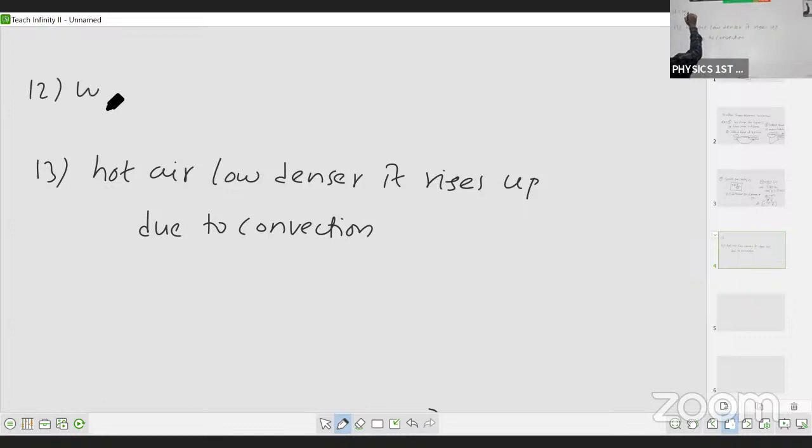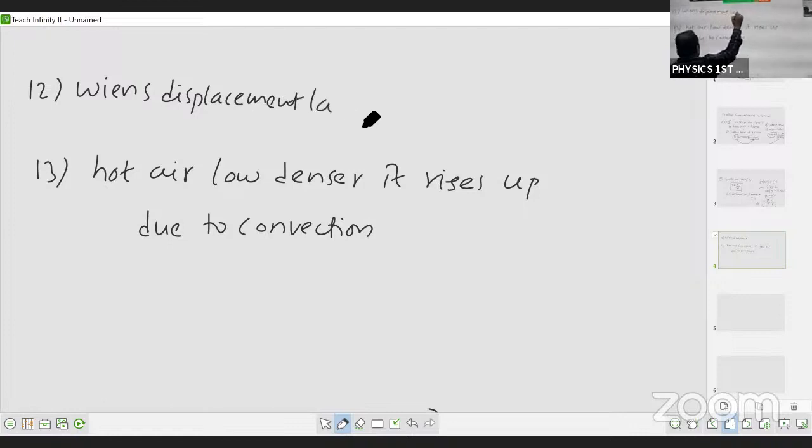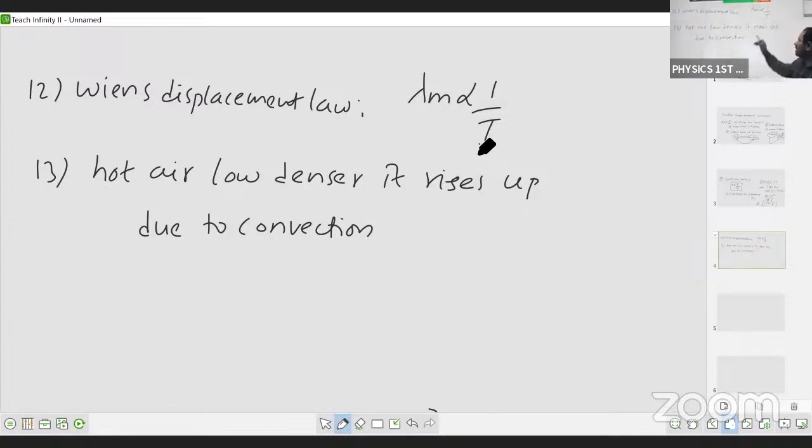Wien's displacement law. What does Wien's displacement law mean? Maximum wavelength of radiation, wavelength is inversely proportional to absolute temperature. Maximum wavelength of radiation is inversely proportional to absolute temperature.